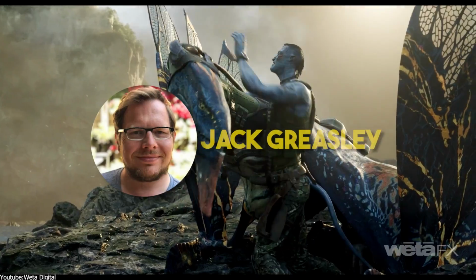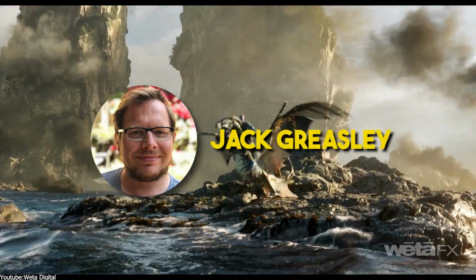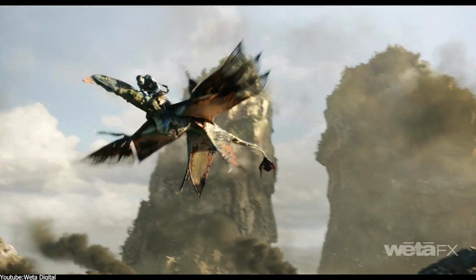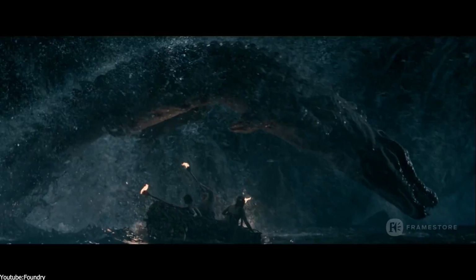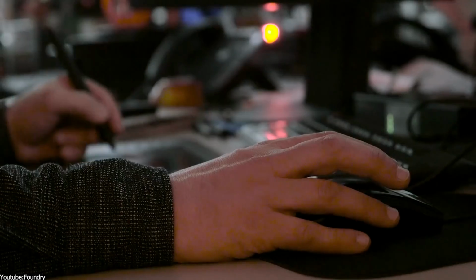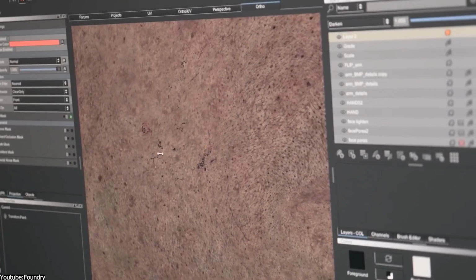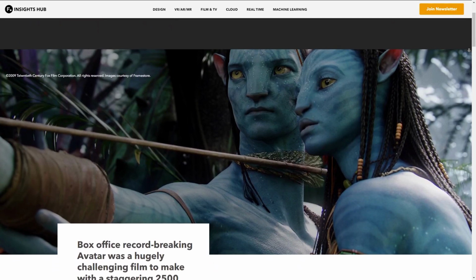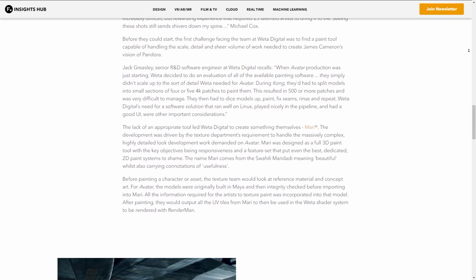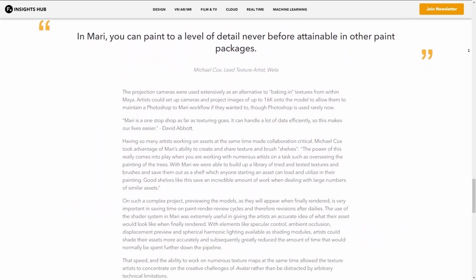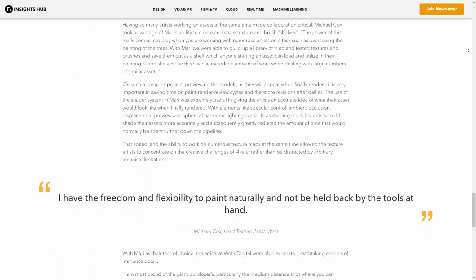Jack Grizzly, who was a senior R&D or research and development software engineer at the company back in the days, recalls that when the Avatar production was just starting, Wanda took a good and hard look at the available painting software in the market and said none of it was good enough to bring the magical world of Pandora to life. So in a true Wanda spirit, they said, forget it, let's make one ourselves.